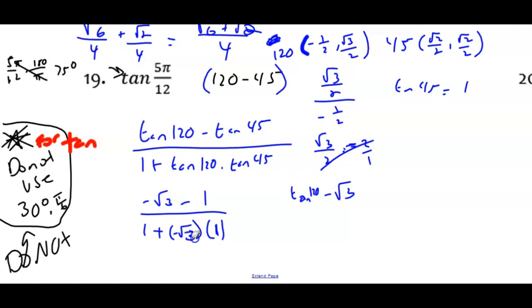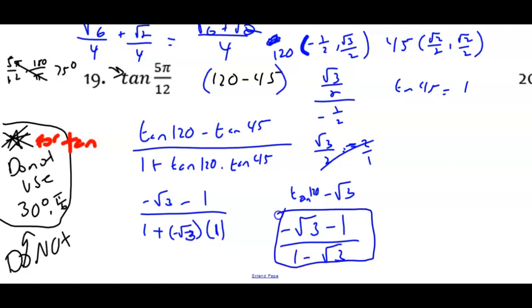Plus 1 minus radical 3. So we have negative radical 3 minus 1 all over 1 minus radical 3. There is your answer right there. Don't do this. Do not use 30. It'll mess you up.